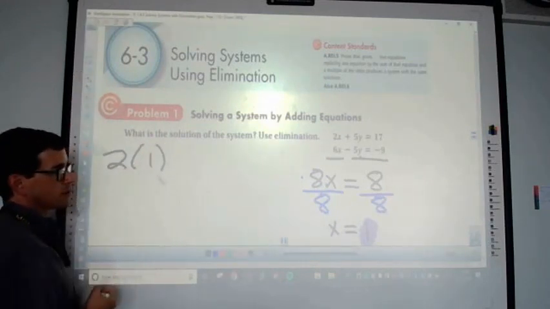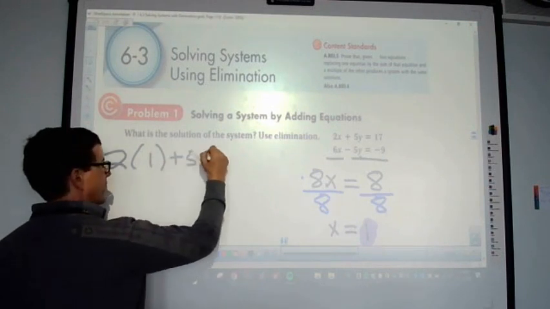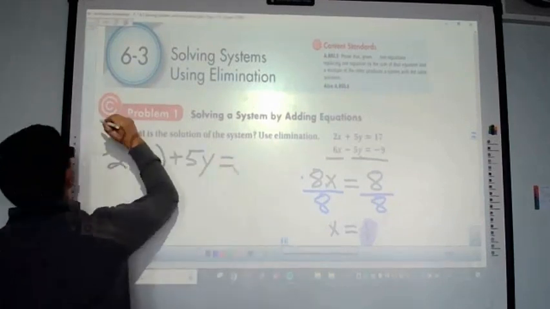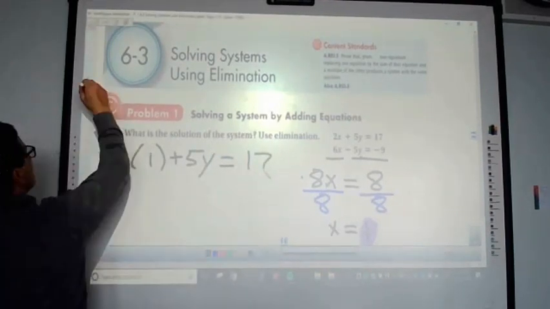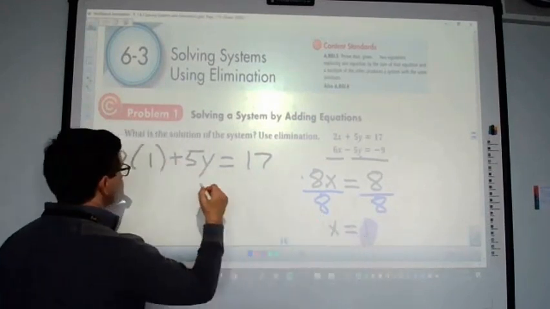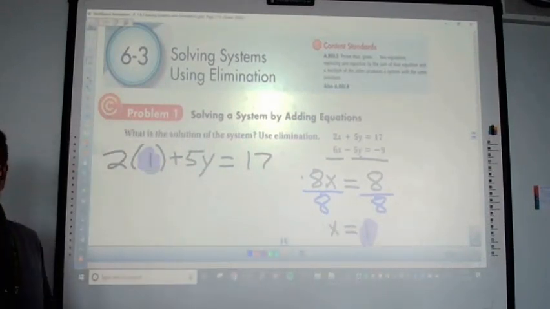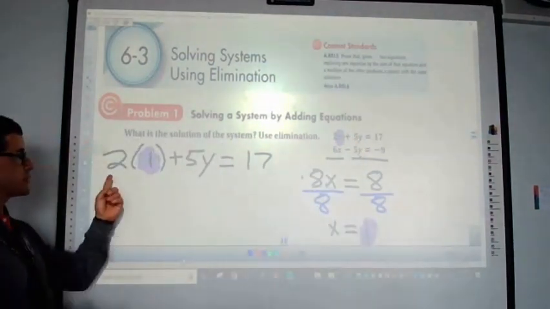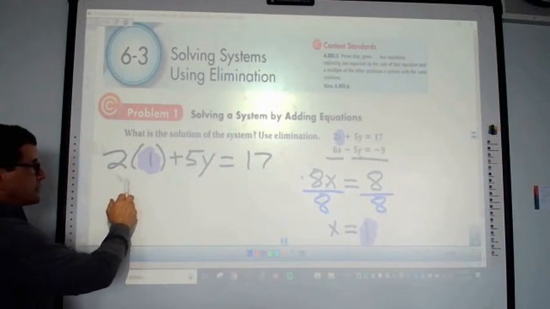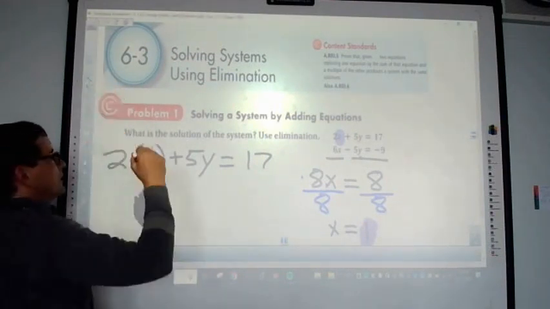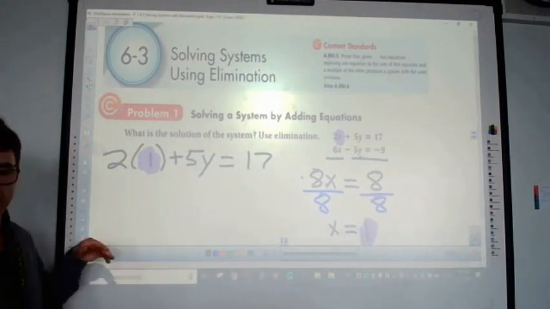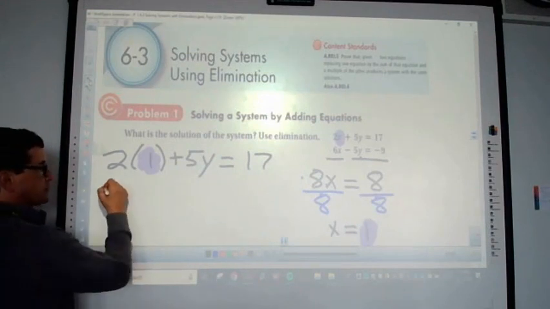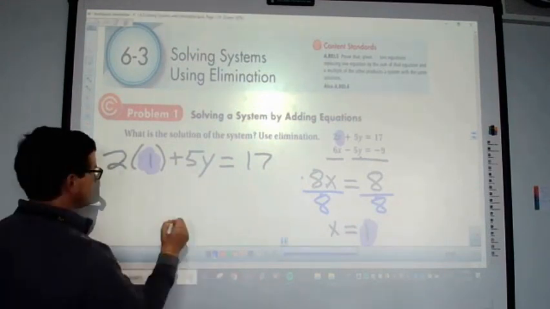So we're going 2 times the quantity 1 plus 5y equals 17. And I'm going to take that 1 we had highlighted before and plug it in instead of that x. So I just plug that 1 in right there. So that's why I still have the 2 here. So it's 2 times 1, right? I know 2 times 1 is 2, so I'm not going to write another step here. That's kind of silly, right? We could just start out by subtracting 2 from both sides.